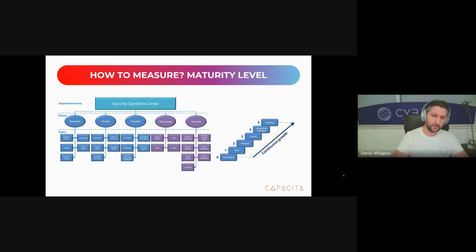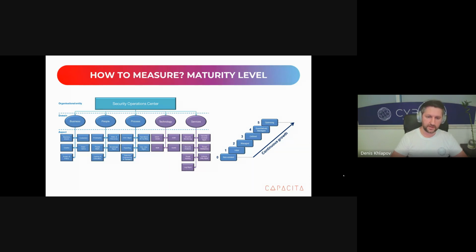What's next? We can calculate the maturity level of our SOC. And there is a very common framework for this. It's SOC-CMM, capability and maturity model. It's actually an open framework, and all the materials are open on the internet. You can download it and use it. So here it's already interesting, but from my practice, not so many companies use it exactly for its purpose, to define the maturity level.